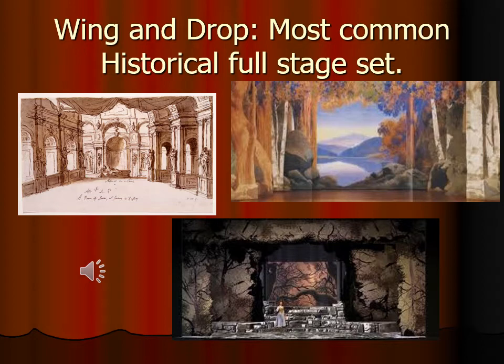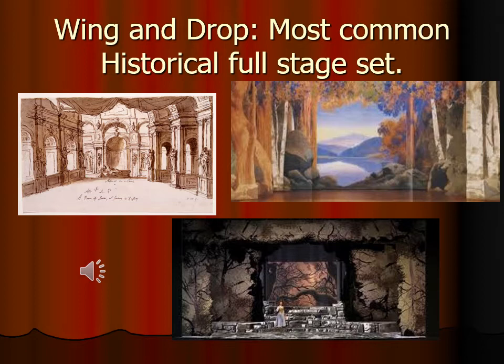Another example of full stage sets is the wing and drop set. This is the most common historical set, meaning probably from the 16th through the 19th century. I mean, we still use wing and drop, but for a long time the wing and drop set was so popular that they had cookie cutter sets. They had an exterior that would work with a lot of different plays, comedic, and an interior that's very similar to the drawing here, and they did not always completely change the set from play to play. It was based on genre.